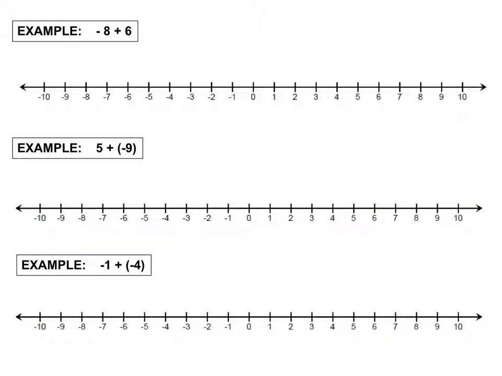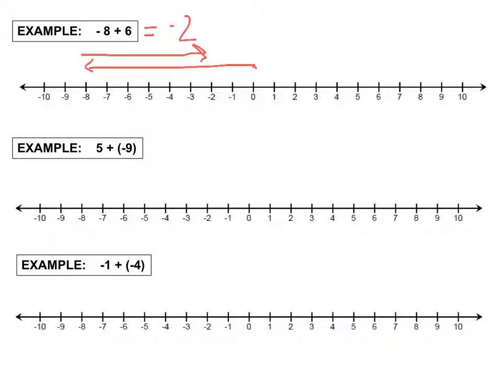Okay, let's model a few more examples on the number line. We'll start with -8 plus 6. I start on the number line at 0, and I move to the left out to -8, my first integer. I'm going to add a +6, which means I need to move right on the number line. So I'll move right on the number line to -2. So -8 plus +6 is equal to a -2.